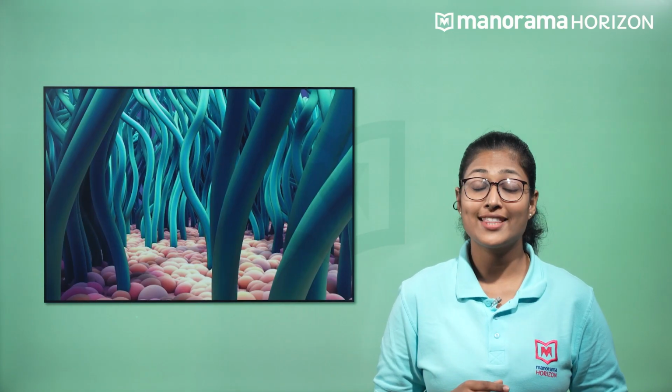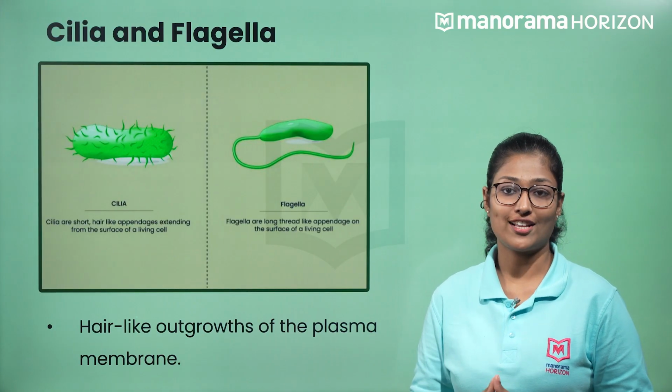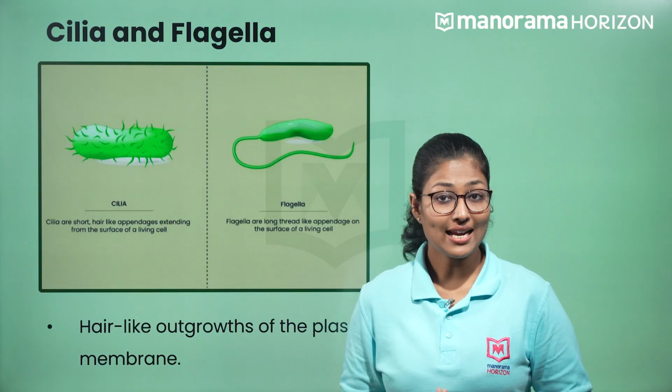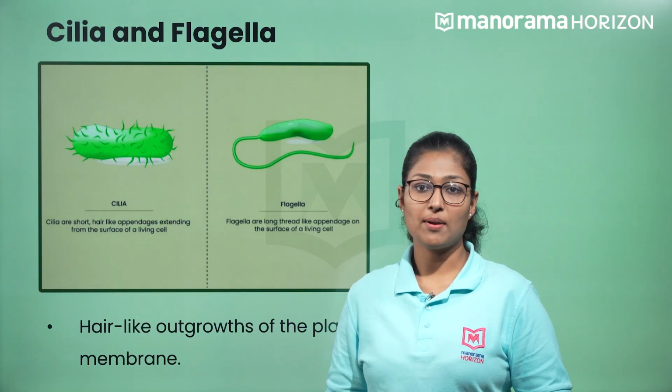In the digestion process, there are specialized structures in the digestive system which help in the movement of food particles from mouth to anus. So now let us focus on those specialized structures whose prime function is locomotion, and they are cilia and flagella. They are hair-like outgrowths of the plasma membrane.